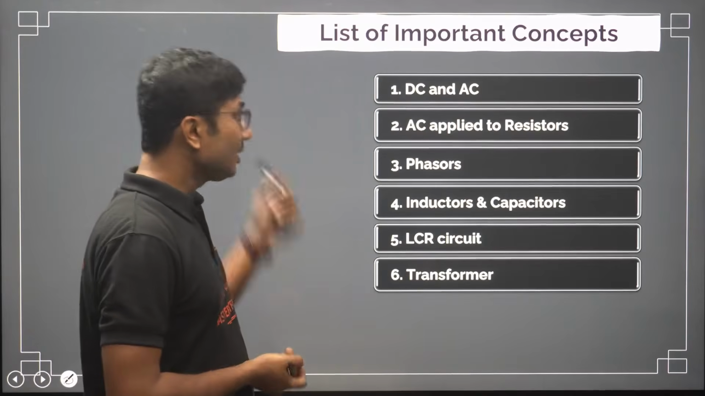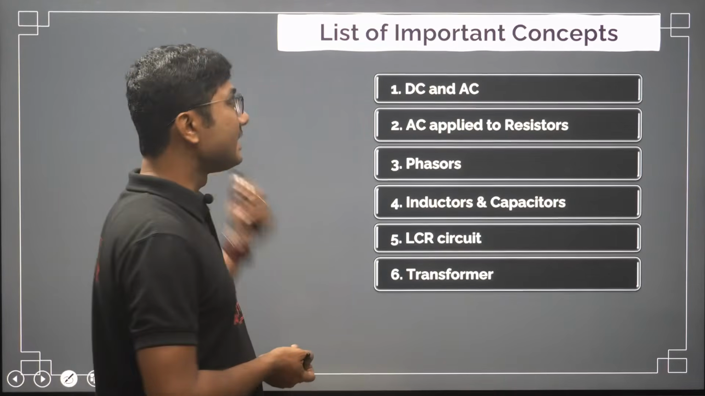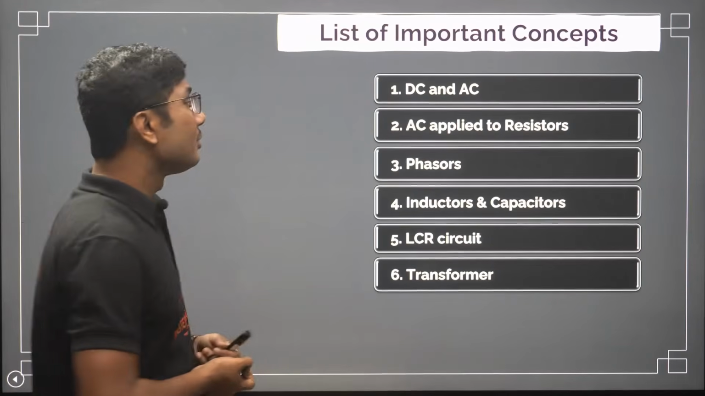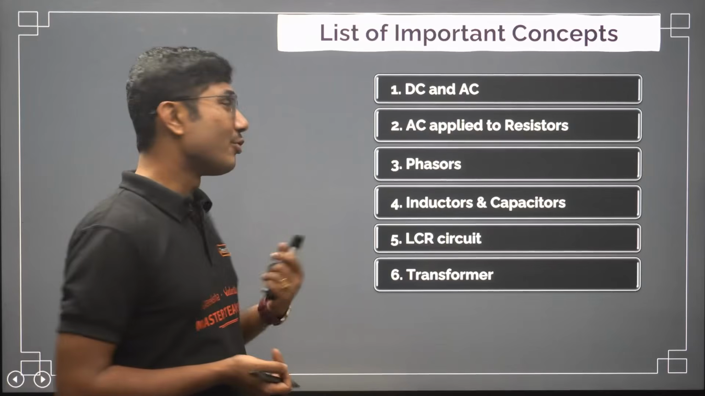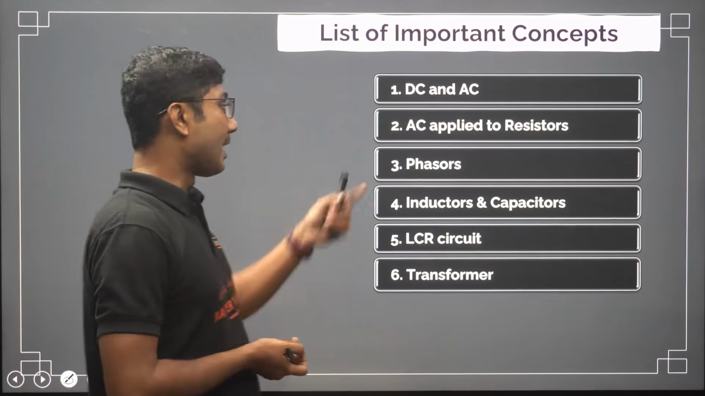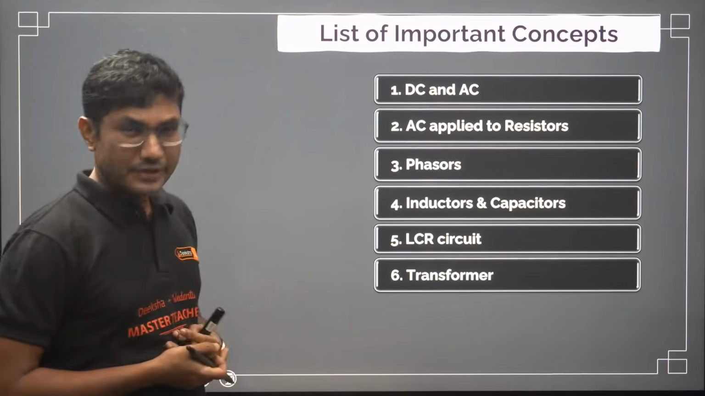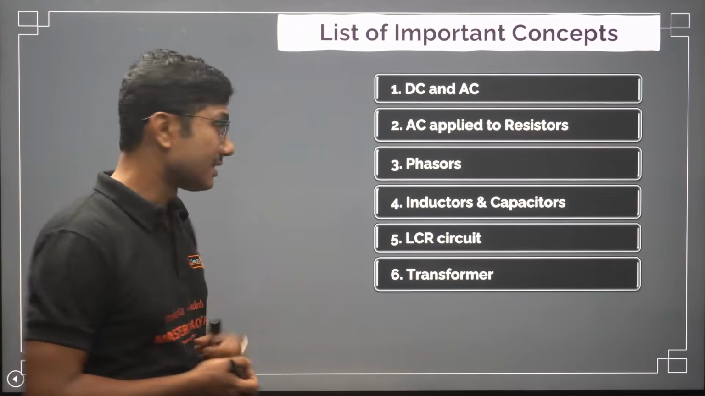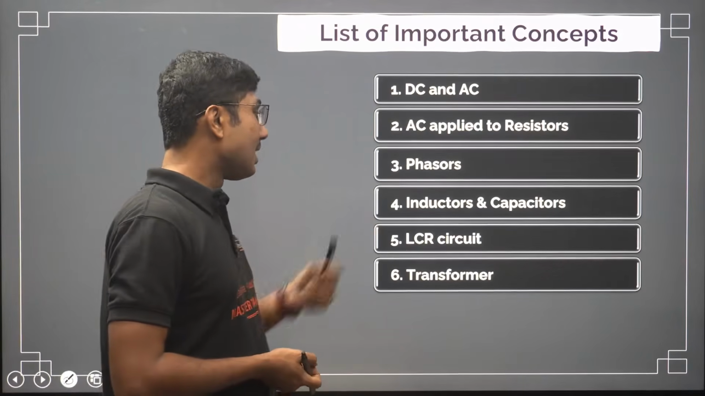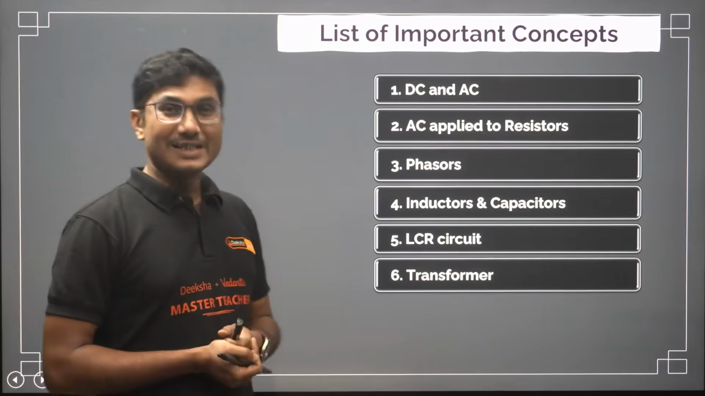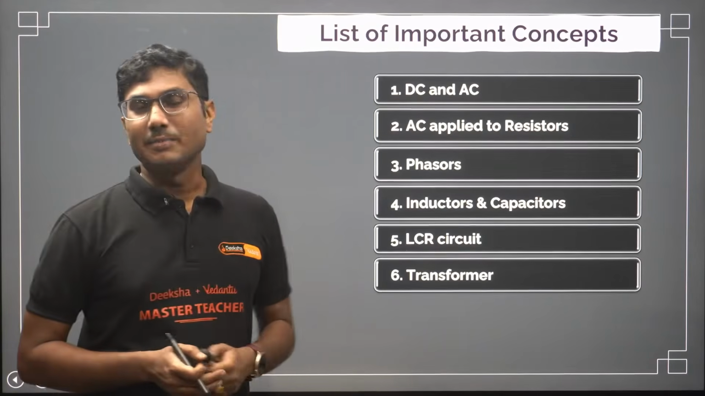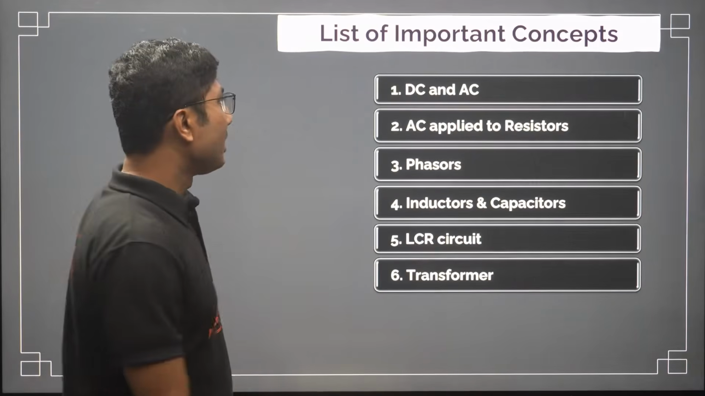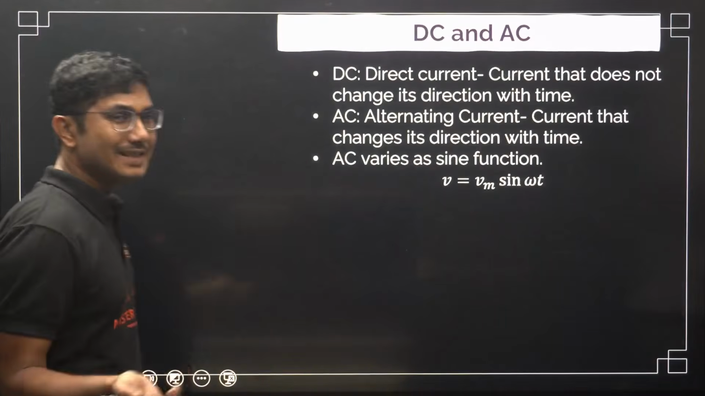Now let us look into the important concepts: DC and AC, the basic difference between DC and AC. AC applied to resistors. This chapter is alternating current, so we will only talk about AC. And then we have phasors, the basic representation of phasors. Then AC applied to inductors and AC applied to capacitors. We will learn them as well. Then we will also be studying the LCR series circuit, and last but not least, the transformer. So these are the important concepts from this chapter. First we will discuss DC and AC.